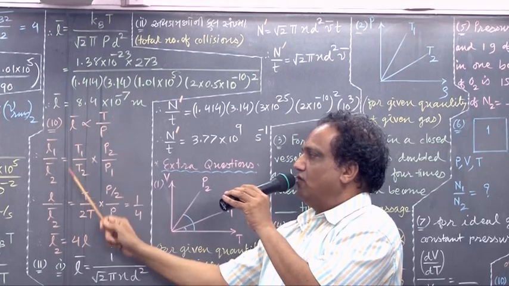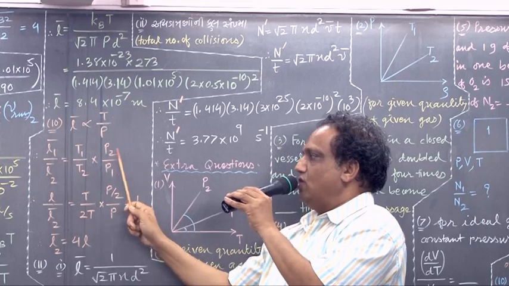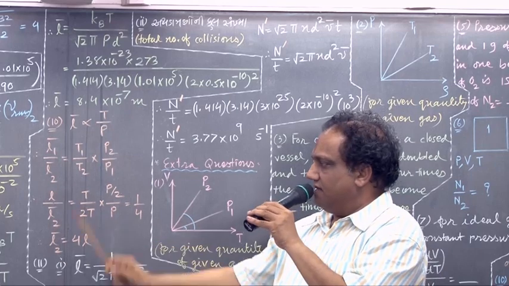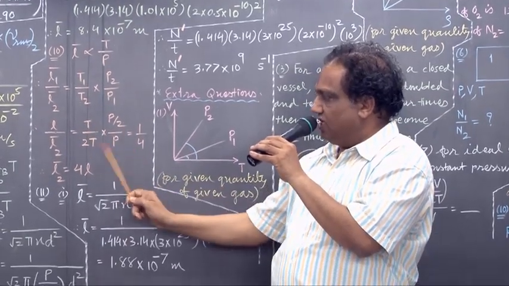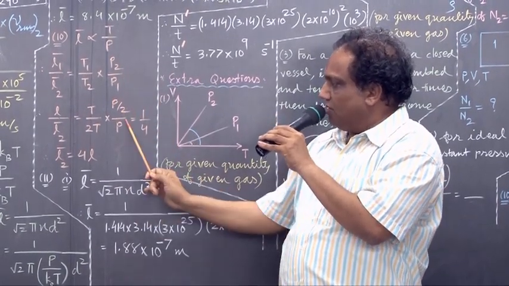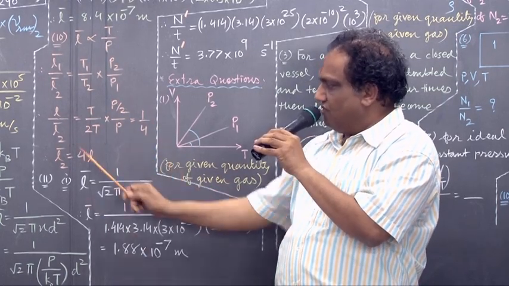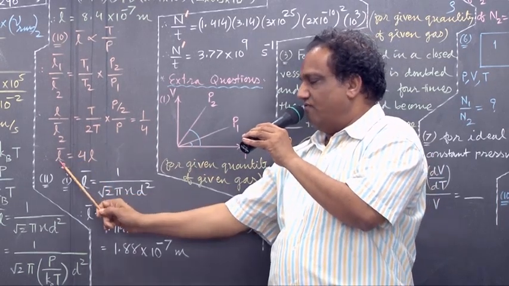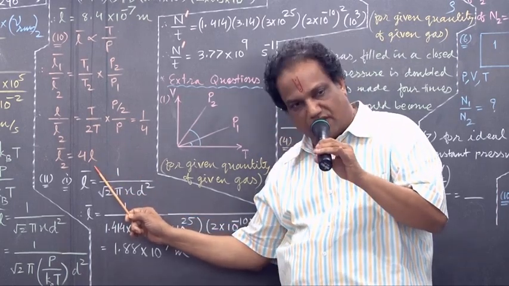For direct proportionality, 1, 2, 1, 2. For inverse proportionality, 1, 2, 2. The first value of mean free path is given as L. The second value we want. First temperature is T, second temperature is 2T. First pressure is P, second pressure is given as P by 2. P and P will cancel, T and T will cancel. So 2 will come down, 1 by 4. Find out L2 bar, it will be 4 into L. The second value of mean free path is 4 times the first value of mean free path. Okay, next.